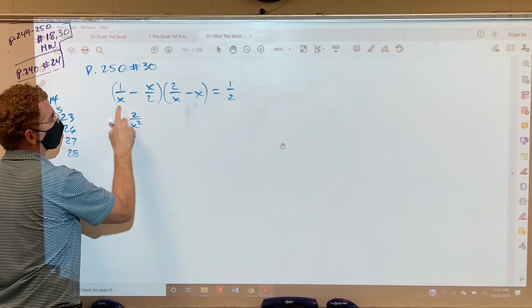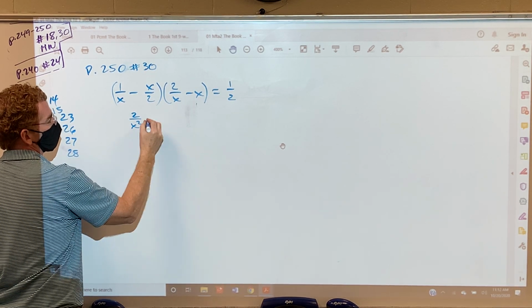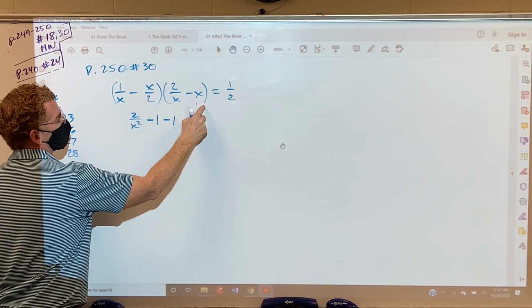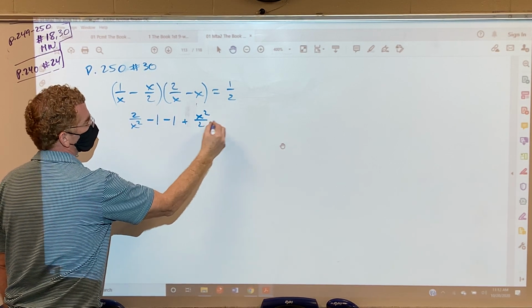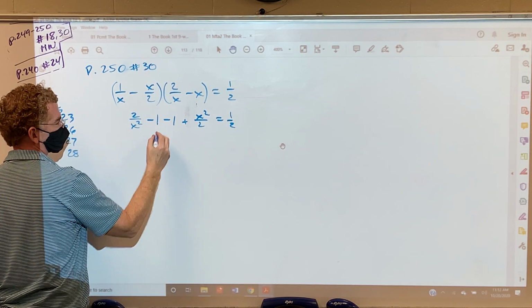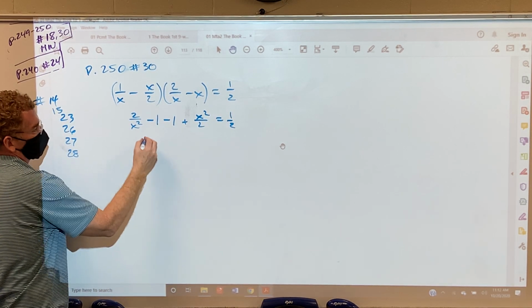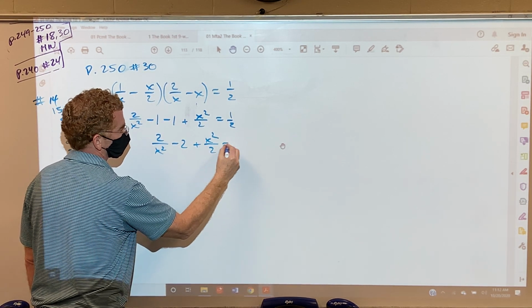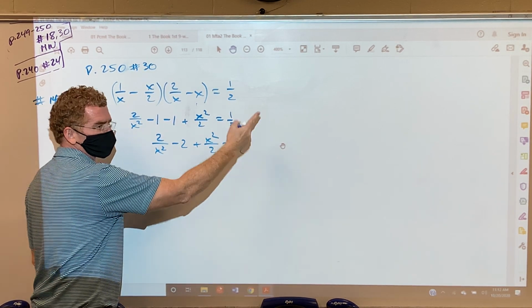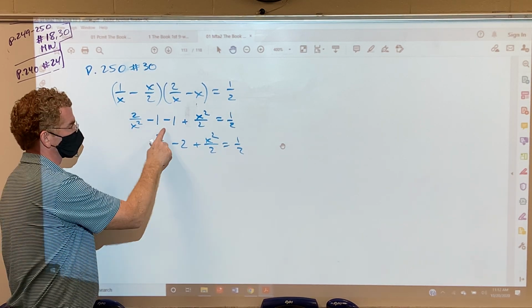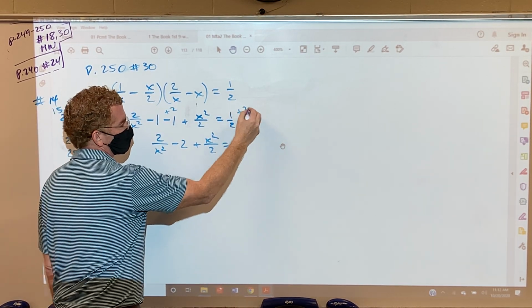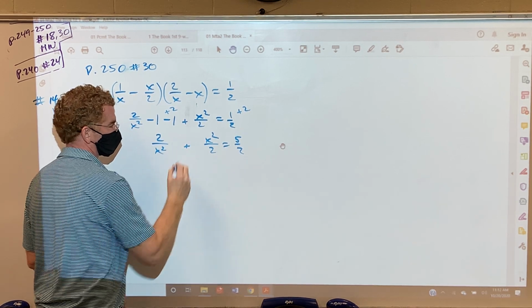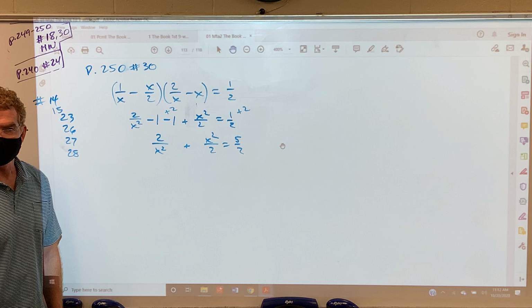2 over x squared minus 1 minus another 1 plus an x squared over 2. And so I like that a lot better. And if you don't like it, you could always clean it up a little bit. Or you could even add the 2 over there and clean it up even more. I'd probably do that, right? Add 2 to both sides, and you get 5 halves. Right? Now I like it better.